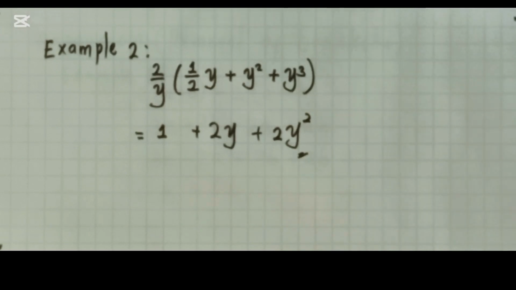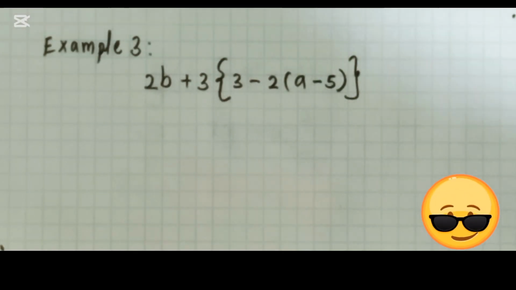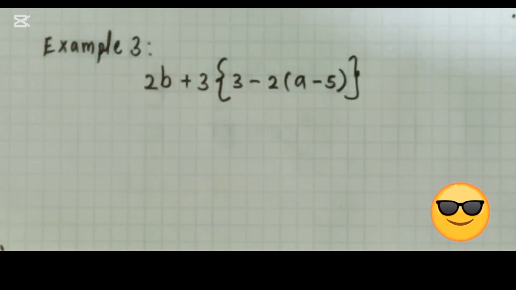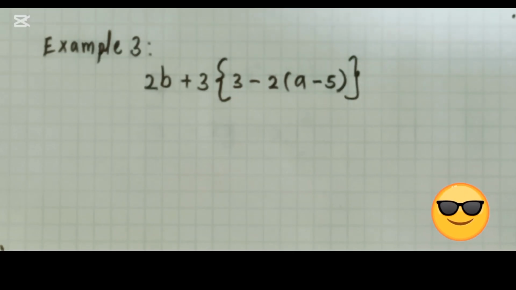Let's see the last example. On to the last example. We have a situation where we have two brackets. We have one that is curly and one that is just the normal parenthesis. So we're having {(2b + 3) into 3 - 2(a - 5)}.